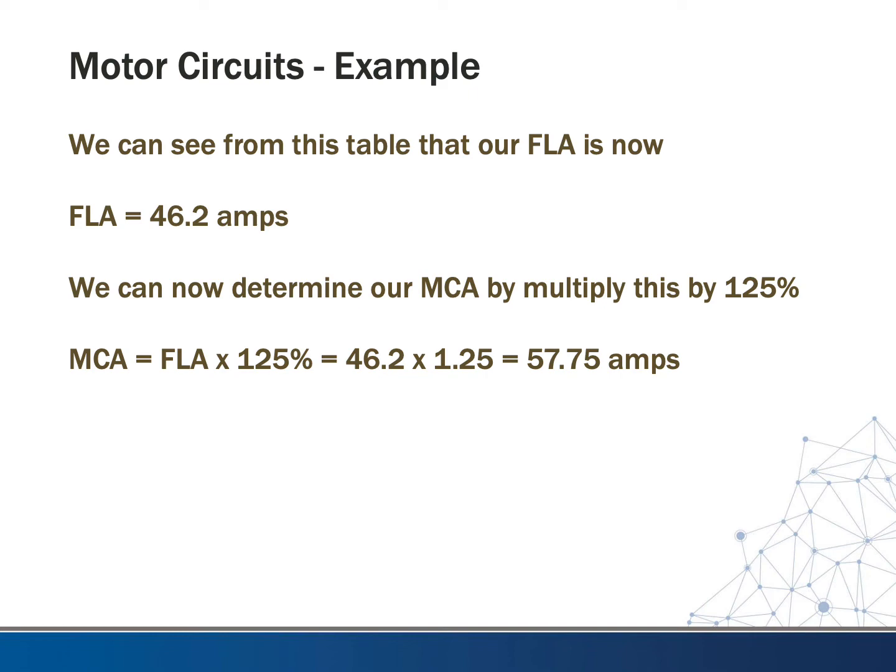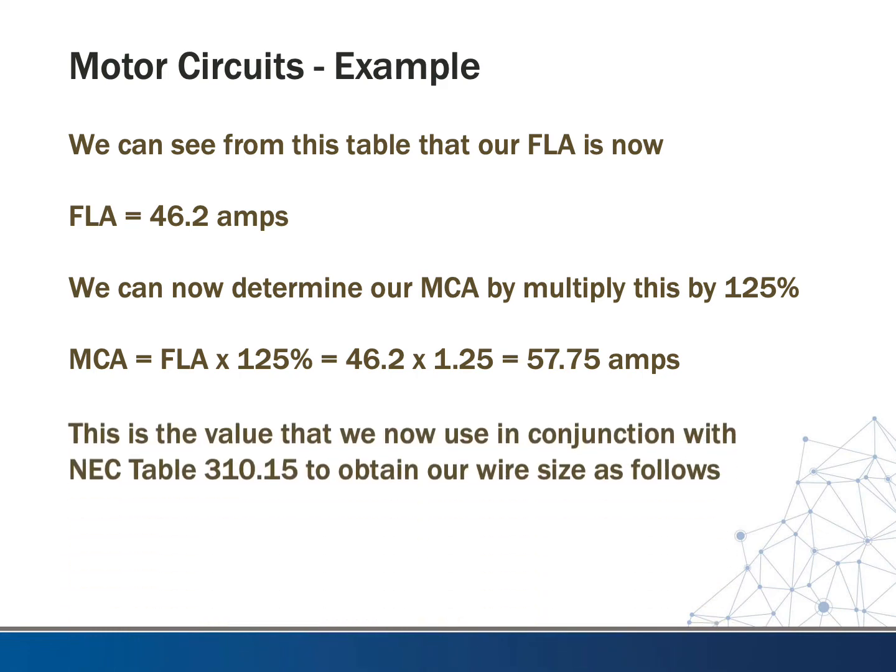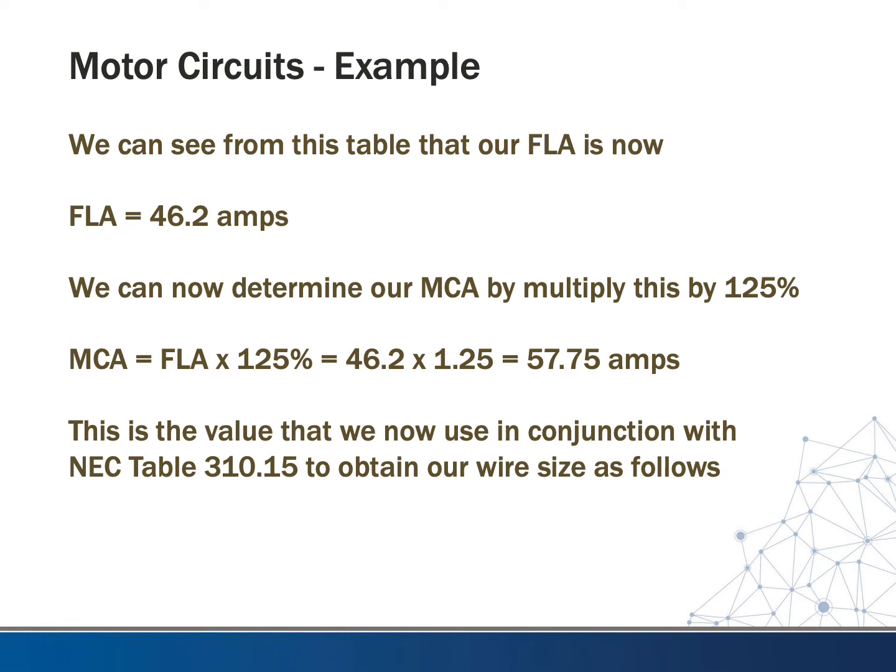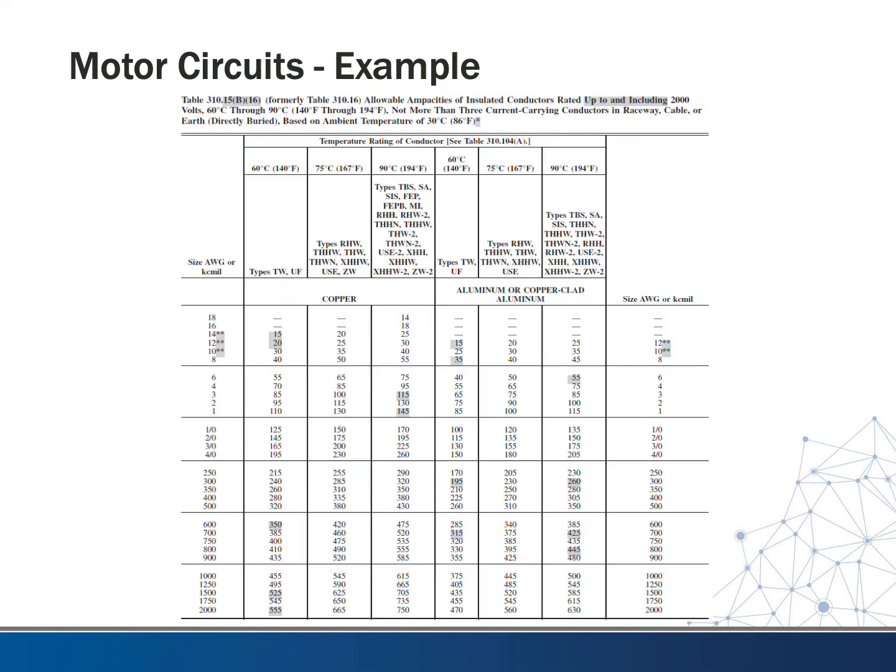This is the amount of current that we use to size our wire now. This is the value that we use in conjunction with Table 310.15 to obtain our wire size, and we'll see how to do that. So here's our Table 310.15. We also need to know what type of wire we're using. We assume we'll be using the 75-degree column, THHN, THWN, so we'll be on the THWN side. That would be this column here.